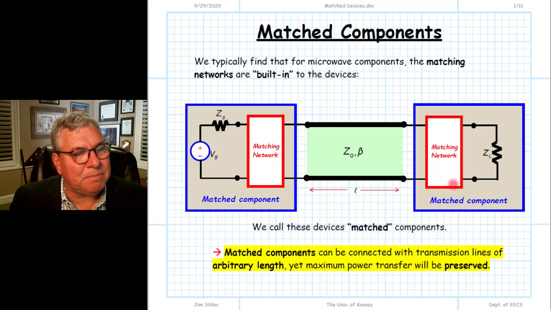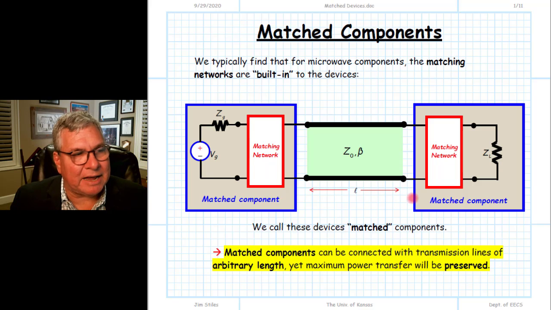We have something in the design that tries to ensure that the input impedance of the device or the output impedance of the device is numerically equal to Z0, the characteristic impedance of the transmission line that we're going to use to connect matched components or matched devices to each other.